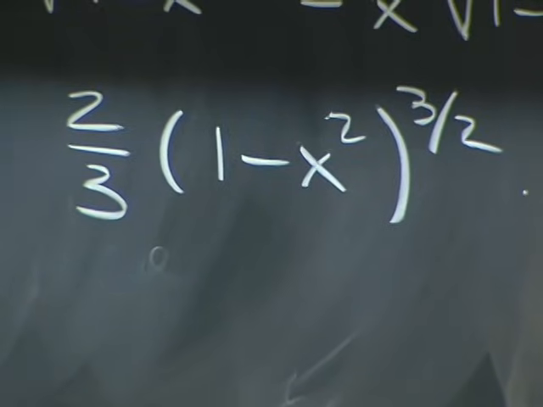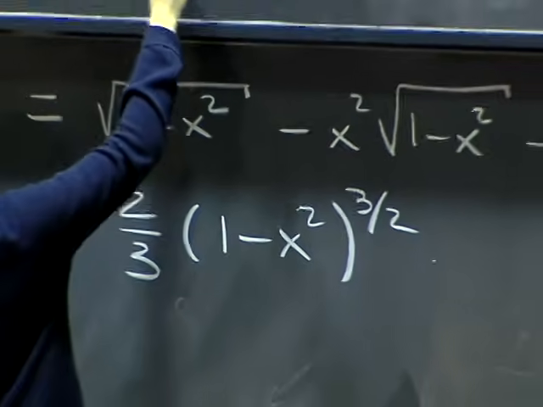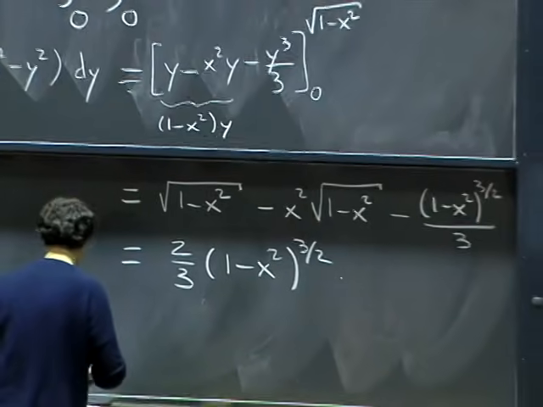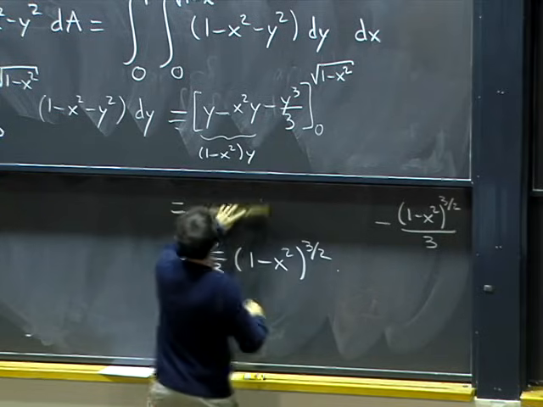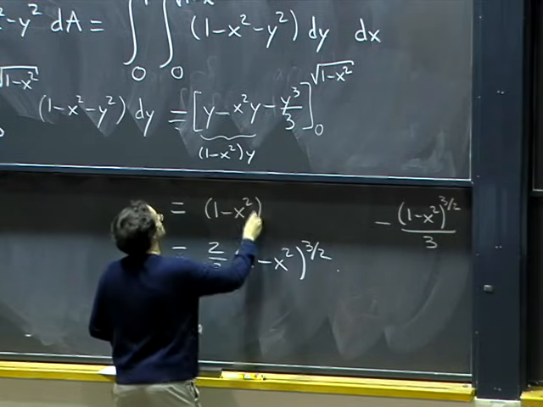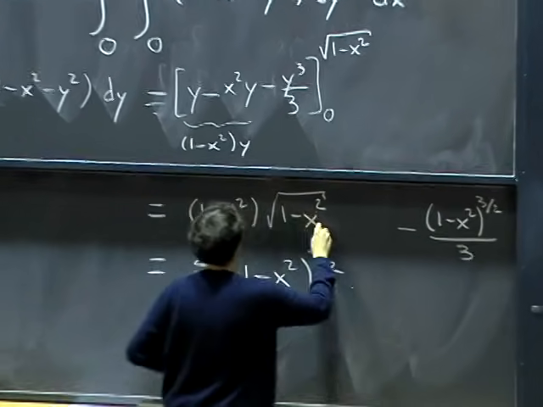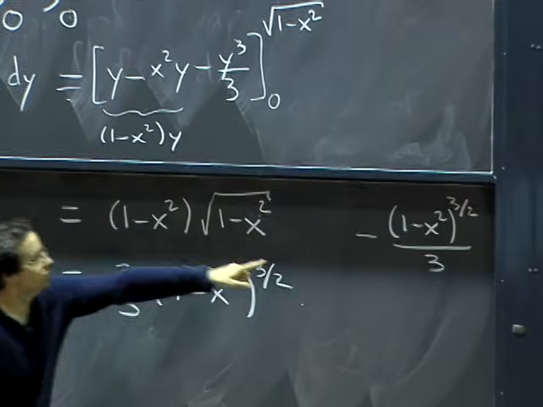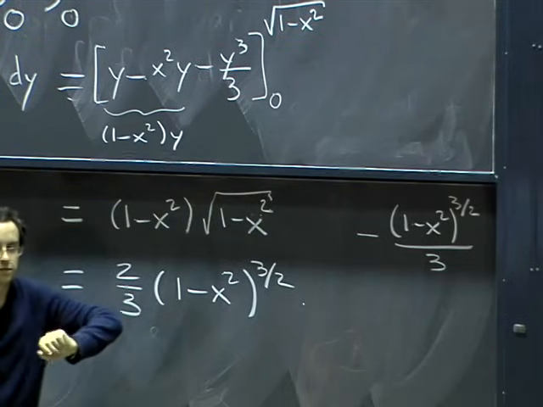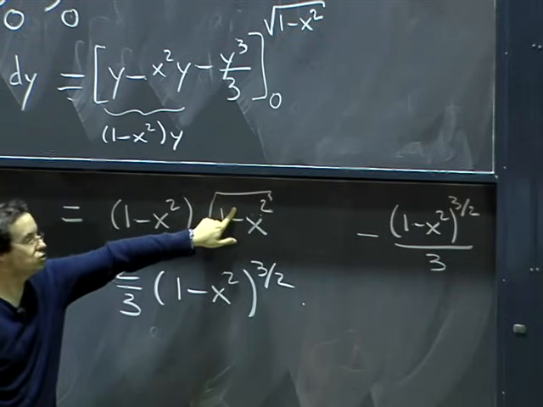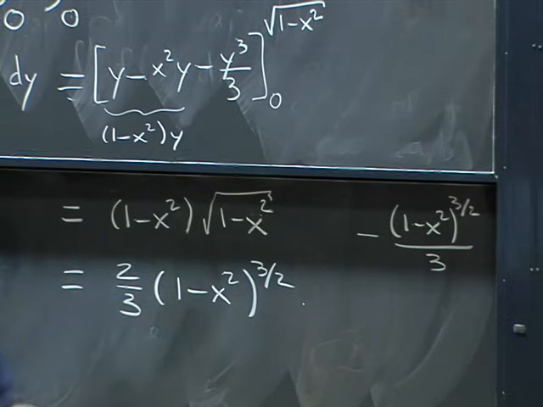Okay, let me redo that slightly differently. This was 1 minus x squared times y. So 1 minus x squared times y becomes square root of 1 minus x squared, oops, x squared, minus y cubed over 3. And then when I take y equals 0, I get 0, so I don't subtract anything. Okay, so now you see this is 1 minus x squared to the 3 halves minus a third of it, so you're left with 2/3. Okay?